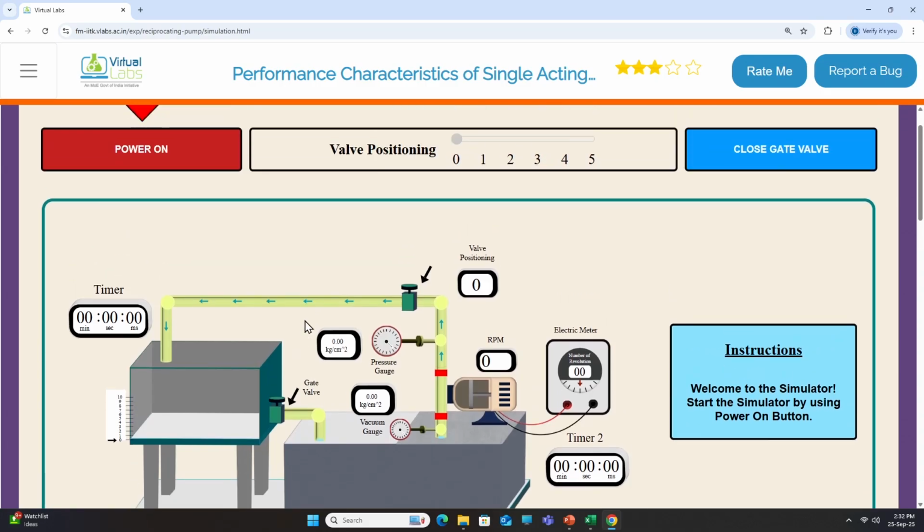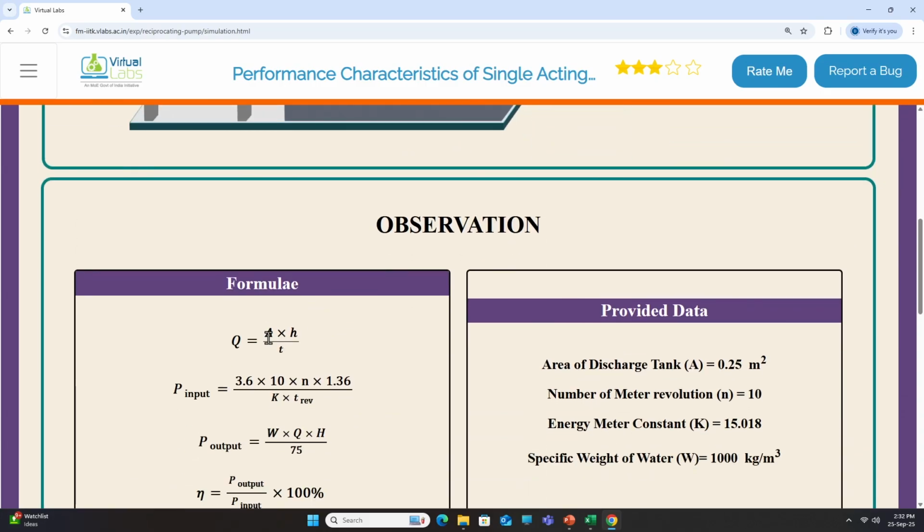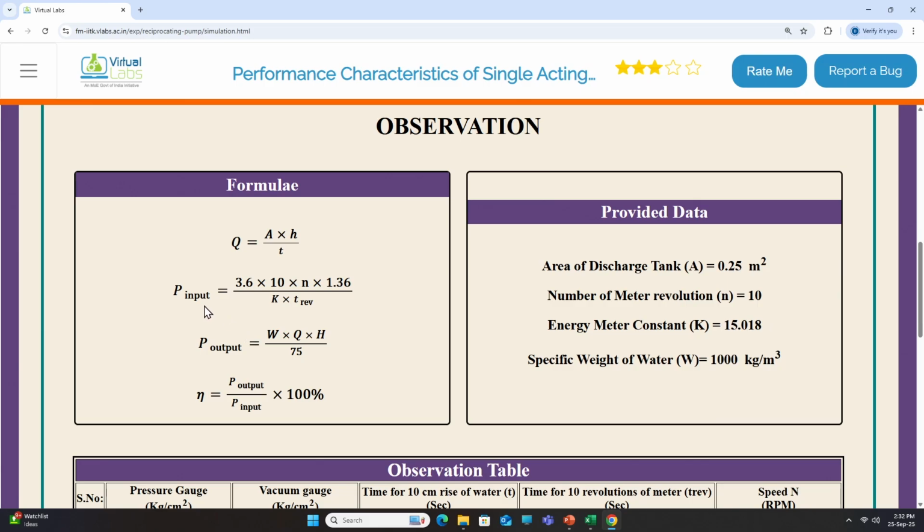Here, this is a setup in which we have Q is equal to A into H by T. P input is 3.6 into 10 into N into 1.36 by K into T revolution. P output is W into Q into H, and eta is the output power by input power.